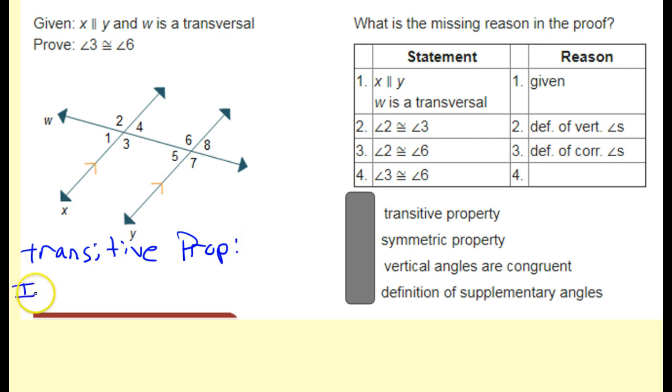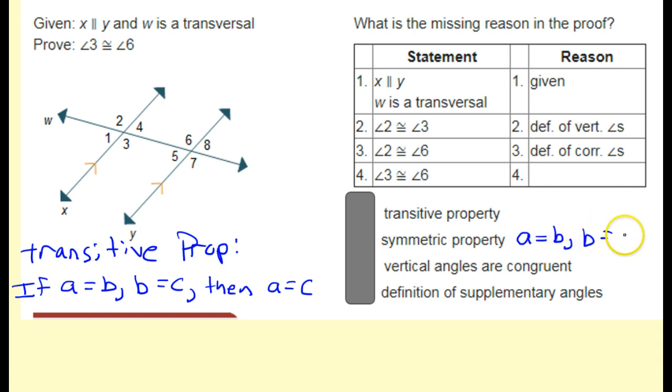The transitive property is the one that works like a chain. If A is equal to B and B is equal to C, then A is equal to C. That's the transitive property. The symmetric property is the one where you're just saying if A equals B, then B is equal to A. So you're just writing it backwards.